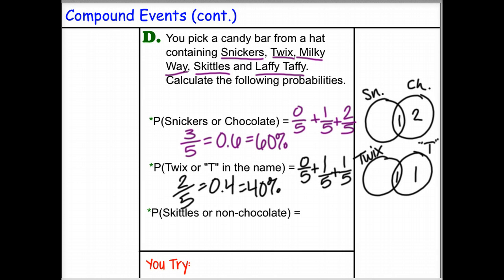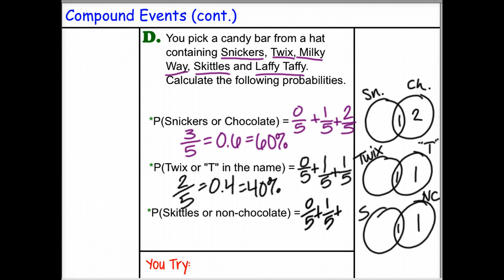Skittles or non-chocolate. You've got Skittles, you've got non-chocolate. You've got Skittles and non-chocolate, that's one of them. And there are none that are just Skittles. We have 1 other that's non-chocolate, so it's going to follow suit exactly with the last problem. So 2/5 or 40% or 0.4.